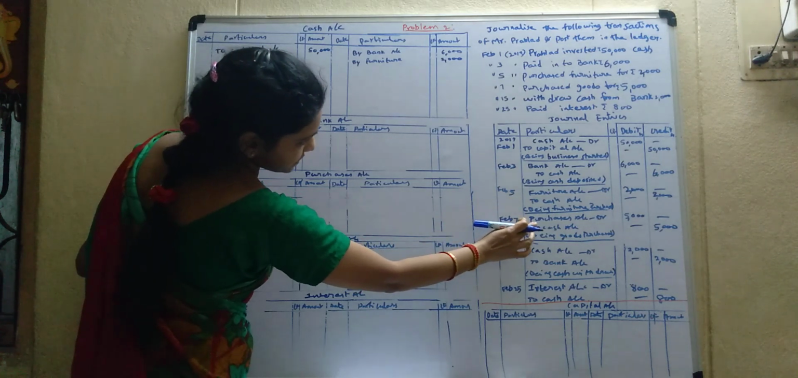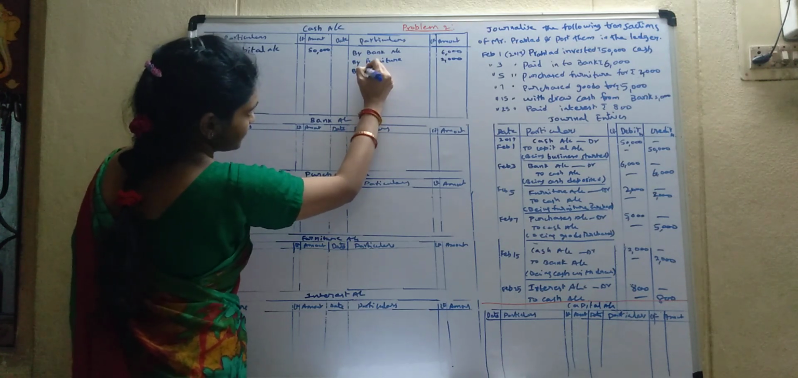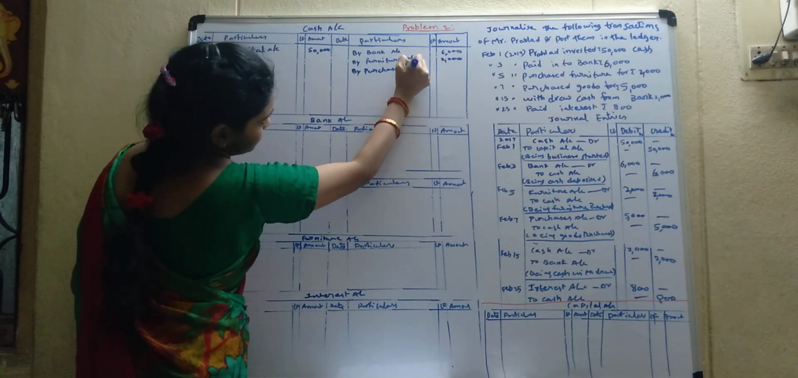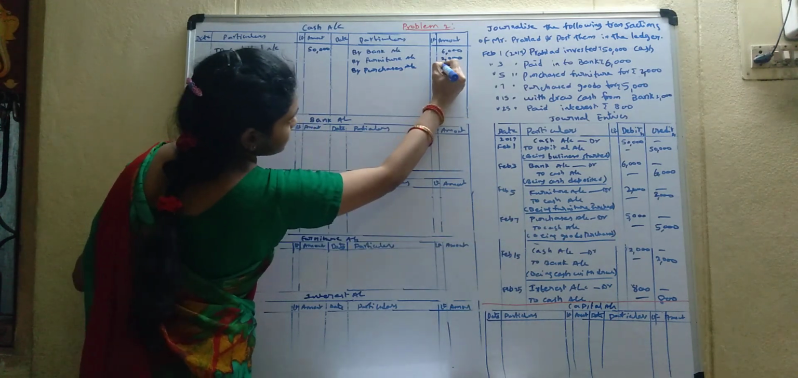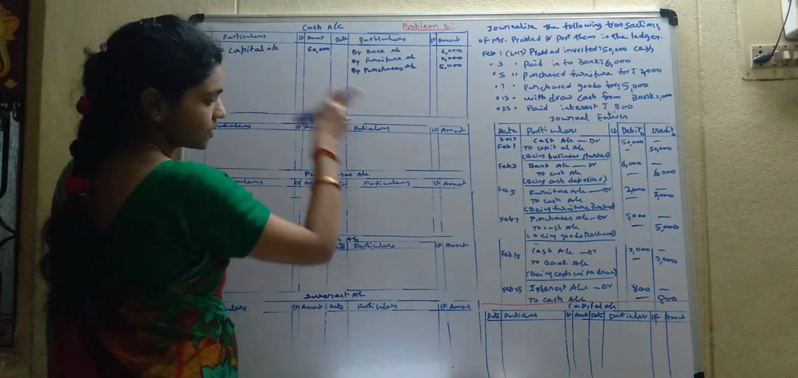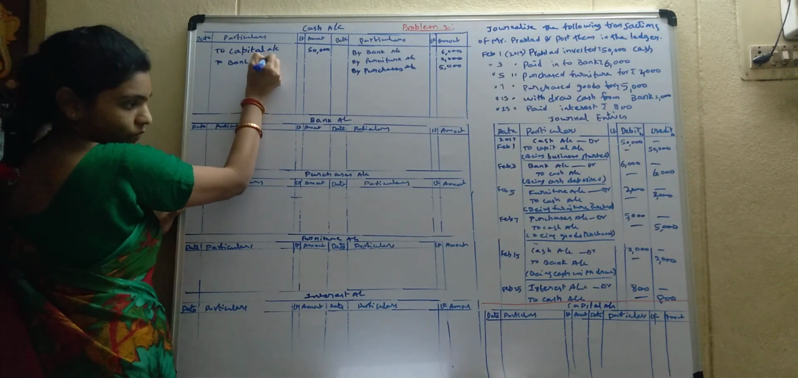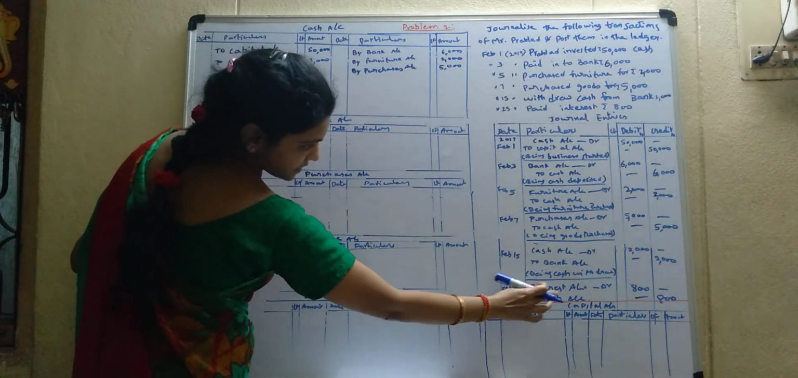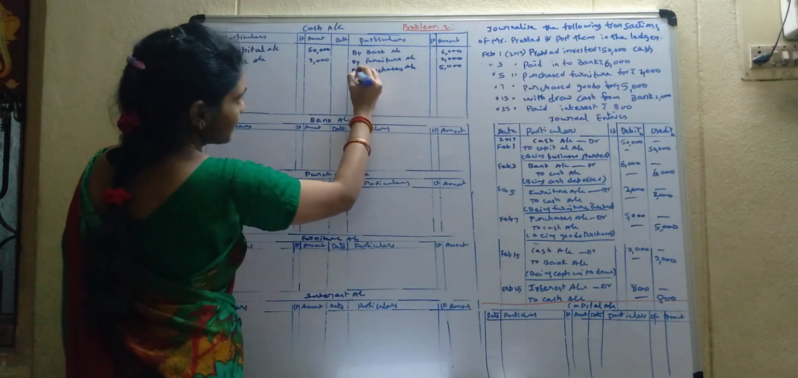Next, purchases account debit to cash account. So 'By purchases'. What's the amount? 5,000. And next entry, cash account to bank. Bank account. What's the amount? 2,000. And interest account to cash account. So 'By interest'.